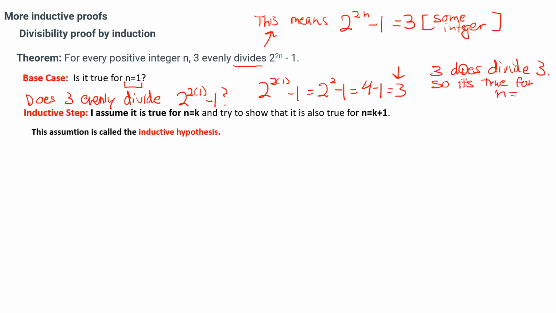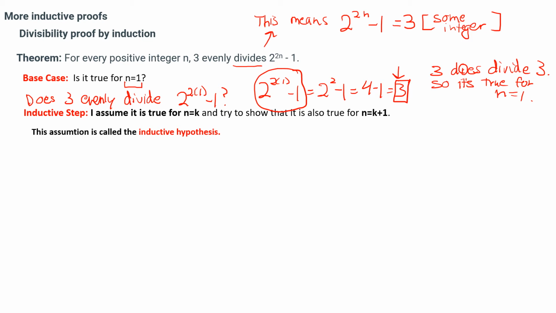for n equals 1. Okay, so again, we just showed that this expression here is equal to 3. So does 3 divide that? Yeah, 3 divides 3. We know that. So it's true for n equals 1. Okay, so now the inductive step.